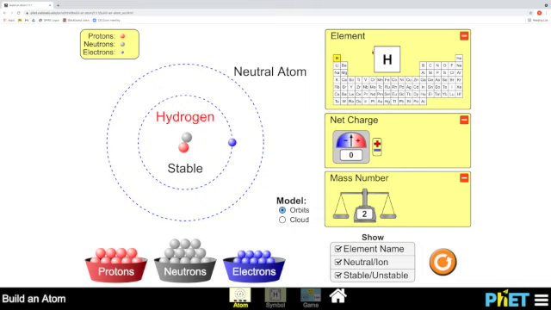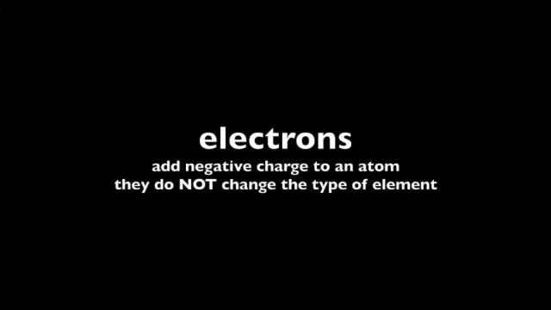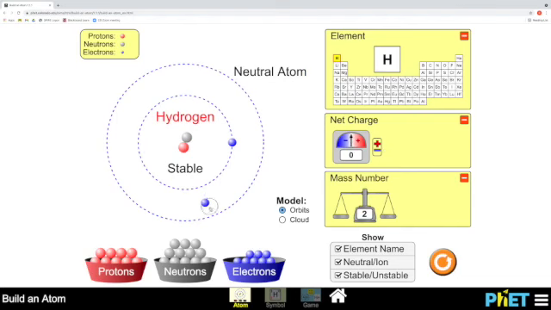How do we get the other elements? Well, let's try adding some things. Let's add an electron. Still hydrogen, but now with two negative charges and only one positive, we now have a negatively charged atom. Okay, so adding an electron doesn't change the type of atom.